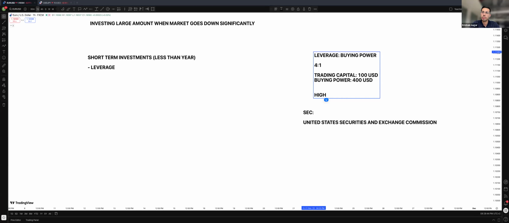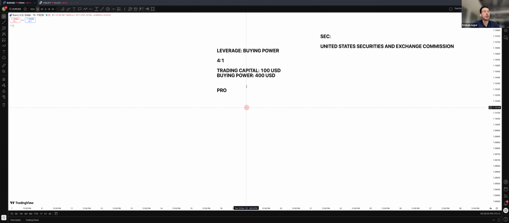So there's of course a pro and a con when it comes to leverage. Let's talk about the pro. What is the advantage of using leverage? The advantage is diversifying stocks, meaning you can buy different stocks. With just $100, now you have $400 technically, but can you withdraw $400? You cannot withdraw $400.